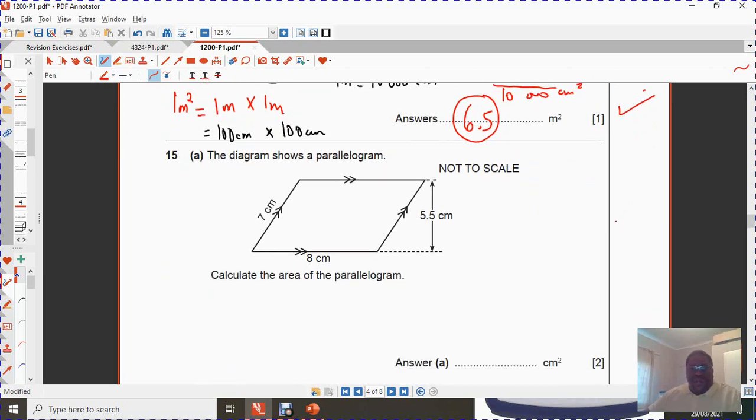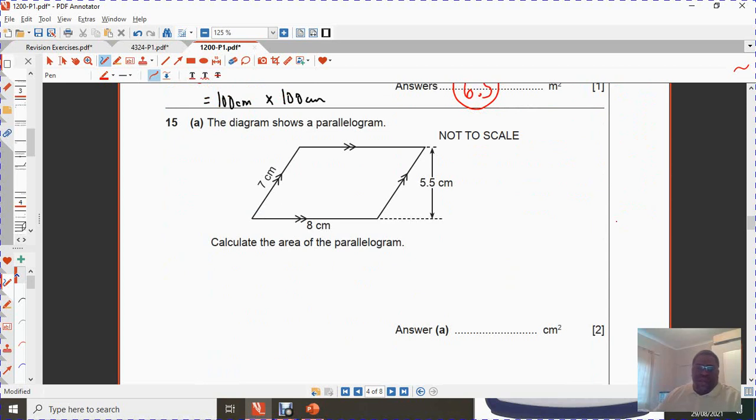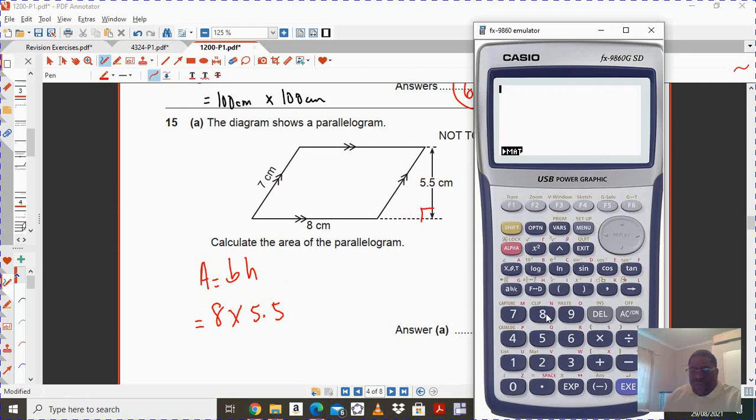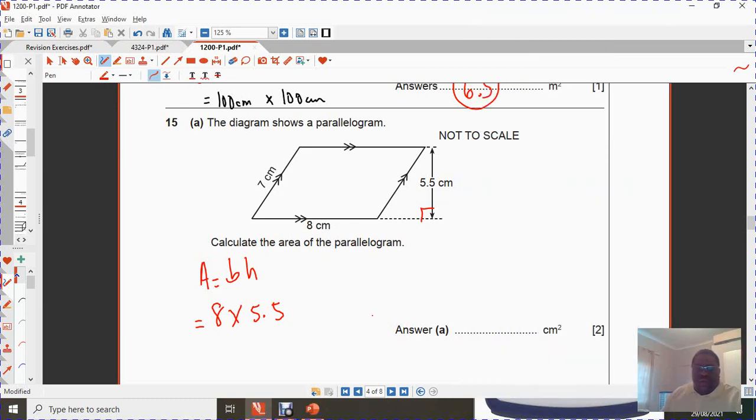Question 15. The diagram shows a parallelogram. Calculate the area of the parallelogram. In order for you to calculate the area of a parallelogram, its area is base times height. So the base is simple. It's 8 times the height, which is given to you as 5.5, because we are looking at the perpendicular height, not at the slant height. So the area is 8 times 5.5. That gives you 44. So the area is 44.